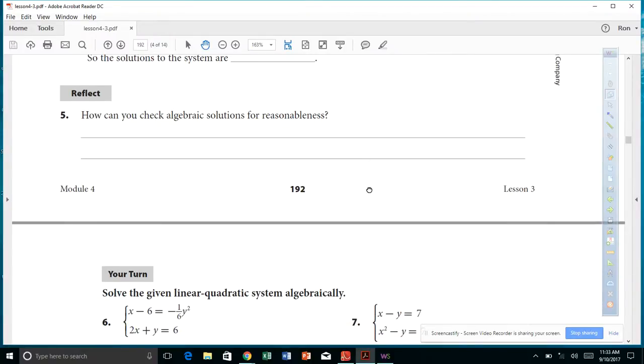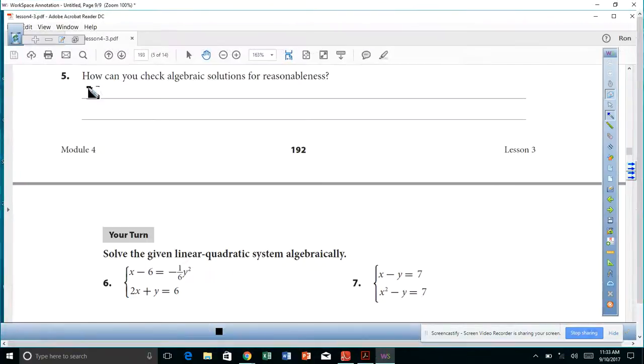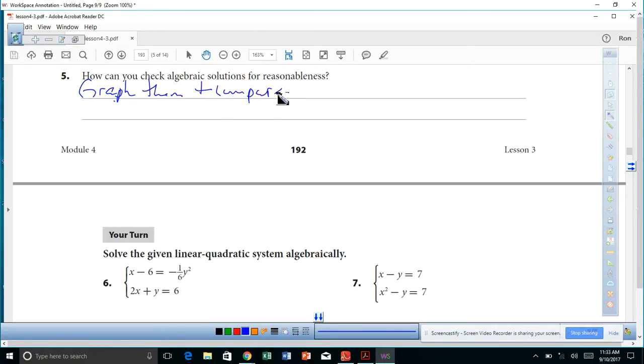How can you check algebraic solutions for reasonableness? Well, you can graph the system and compare the algebraic solutions to the approximate solutions from the graph. So you can graph them and compare the approximate solutions for reasonableness. Now if you're using a calculator like the Inspire, you're going to get the exact solution.